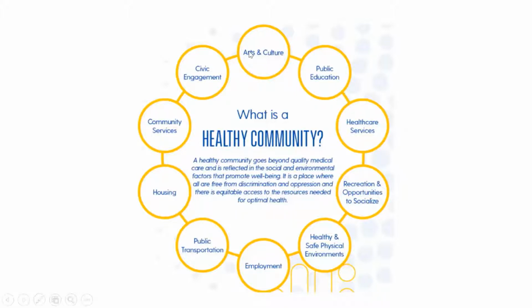Therefore, this means we look at arts and culture, inclusion, public education and access to public education, healthcare services, recreation and opportunities to socialize, healthy and safe physical environments, employment, public transportation, housing, community services, and civic engagement. So when we design our cities, we have to make sure that all of these boxes, or all of these circles, let's say, are being ticked. My city involves all of these areas. My space is designed in a way to include all of these areas, so that I have a healthy community.